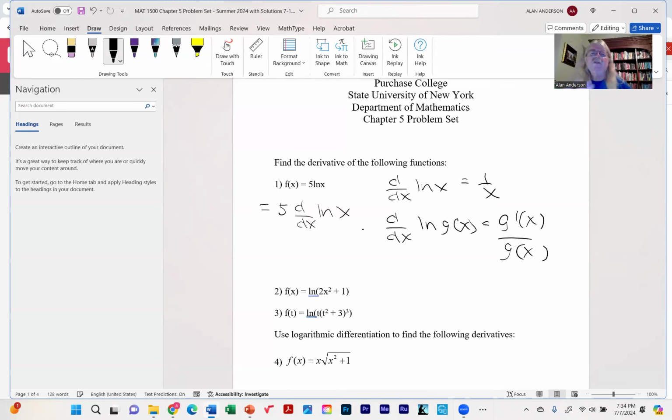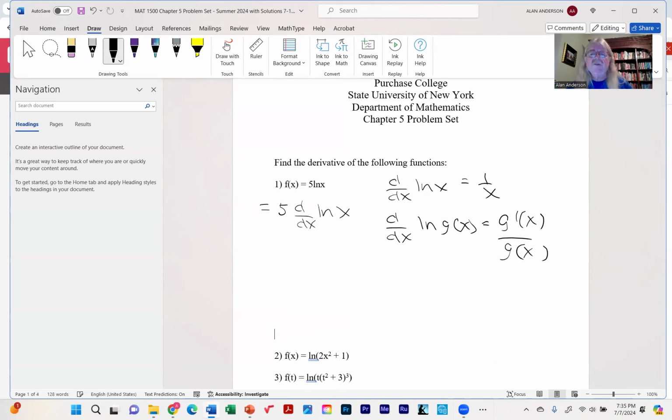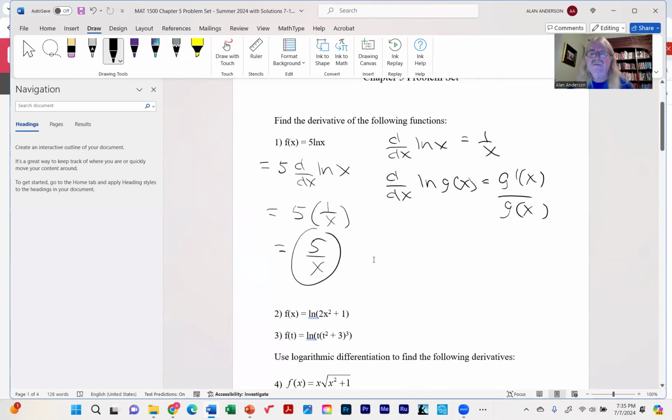In other words, you notice what I've done is I've factored the 5 out and then taken the derivative of just log x. And by doing that, we'll end up with a very simple result: 5 times 1 over x, which is 5 over x. So in other words, it's not the case that we're looking here at log g of x. It's simply 5 times the log of x.